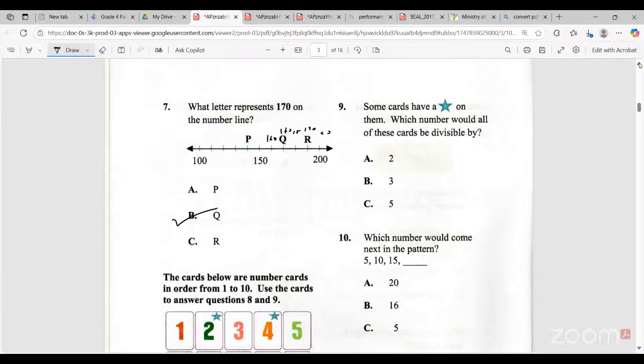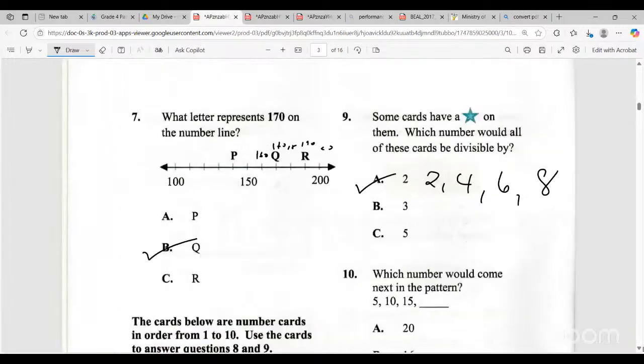Okay, thanks. Somebody said B. All right, I agree, right? So these numbers are 2, 4, 6, and 8. All of them can be divided by 2. So they are said to be divisible by 2. Let's move on to number 10.